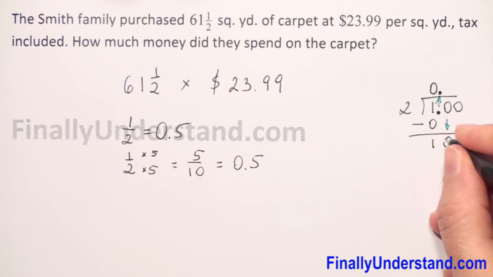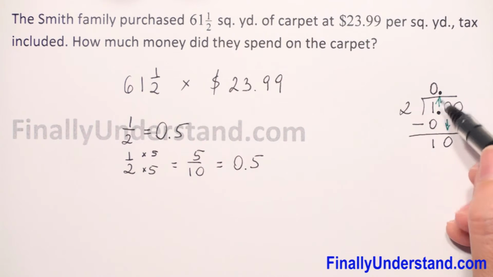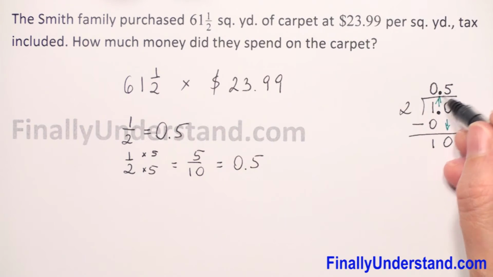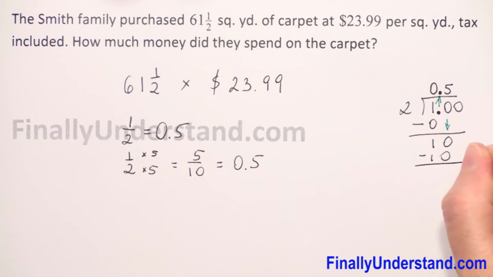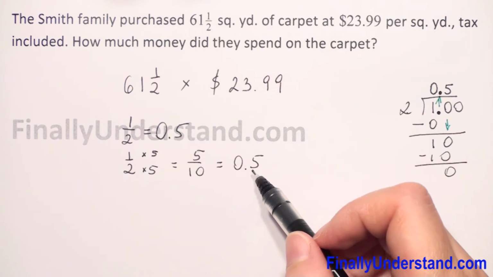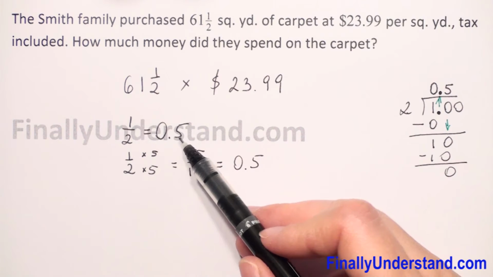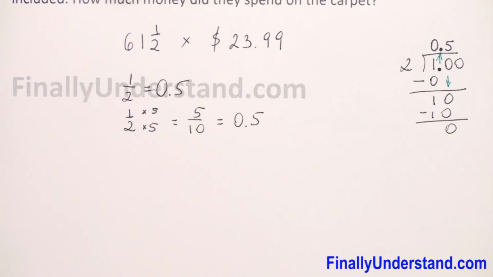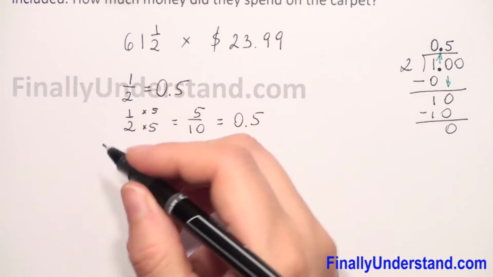So it will be 10. 10 divided by 2 is 5. So we write 5 on the top, and now we multiply 5 times 2 is 10 and subtract. 10 minus 10 is 0. So we finish the long division. 1 divided by 2 is 0.5. Again, we got the same answer. So we change 1/2 to 0.5. It was the correct solution.